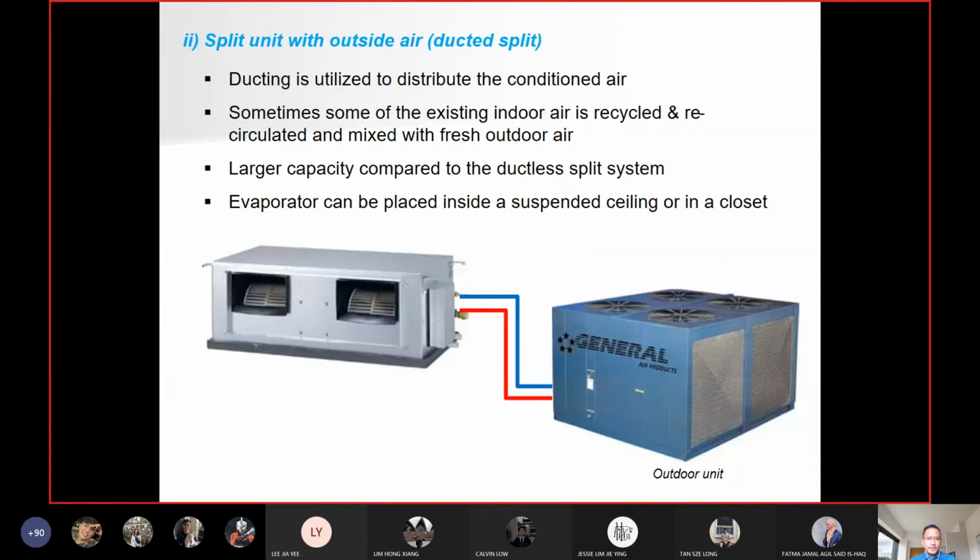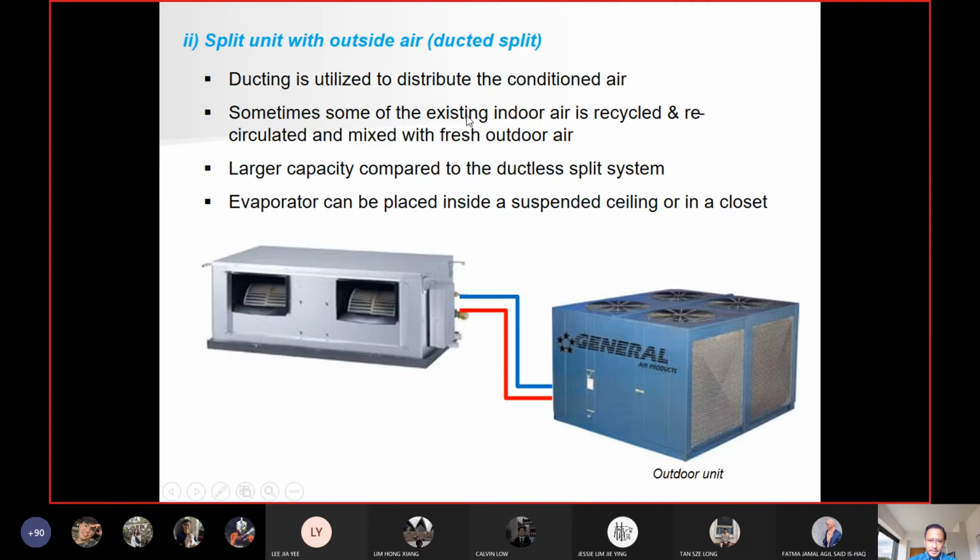Okay, the second one is split unit with outside air. We call it ducted split. If you look at the name, you know. When we say ducted split, it means that you need to use ducting. You need to use ductwork together with this system.